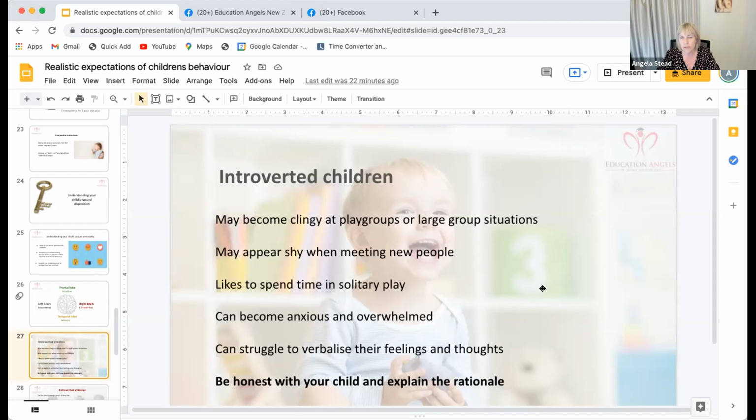So for children who display these strong personality traits, it's really important that you're honest with them and you give them the rules and the boundaries and explain the rationale.